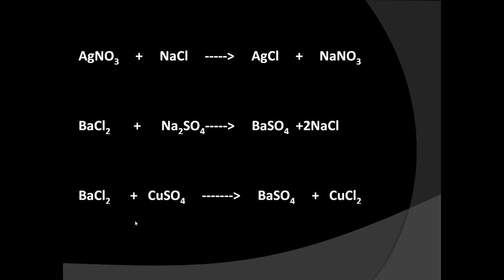Barium chloride BaCl2 reacts with copper sulfate and gives rise to barium sulfate and copper chloride. Copper sulfate reacts with hydrogen sulfide gas and it forms copper sulfide and sulfuric acid H2SO4. All these are examples for double displacement reaction.